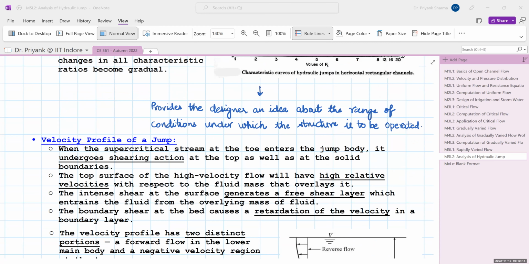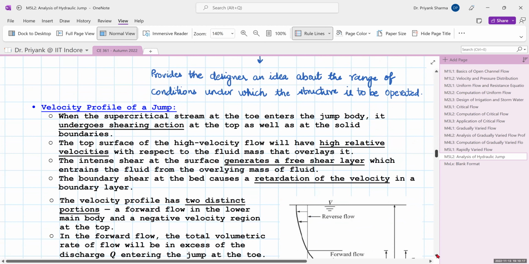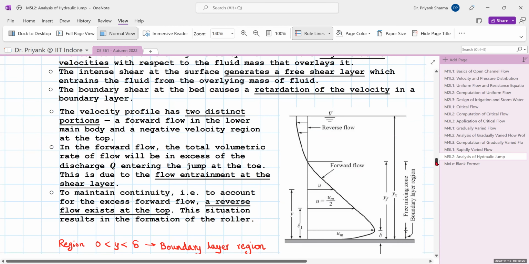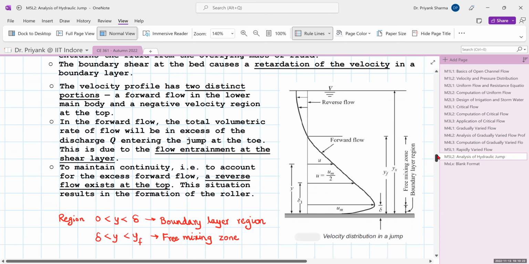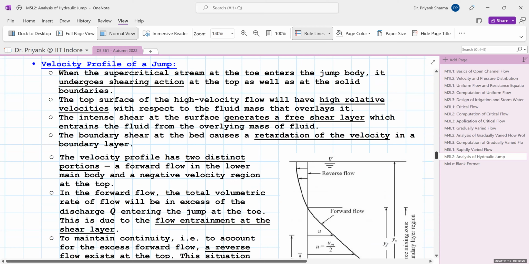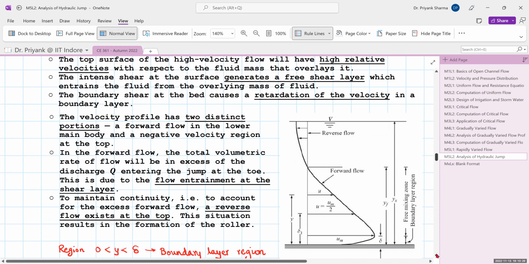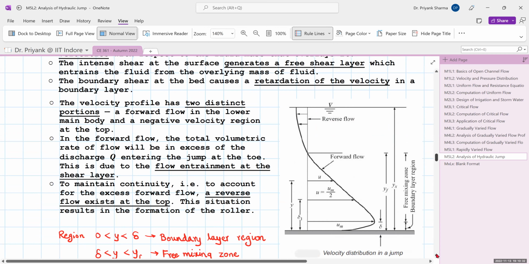Now the second last part of the characteristics is the velocity profile of a jump. So how does a hydraulic jump occur? What is the velocity? If you see this diagram, the velocity distribution might appear different from what you see in an open channel. You have two portions, one is a reverse flow, one is a forward flow portion. This is a part where your eddies are generated in the upper surface rollers. There the flow reversal takes place, and due to that the velocity is on the negative side. And here is a forward flow which is happening in the forward direction.